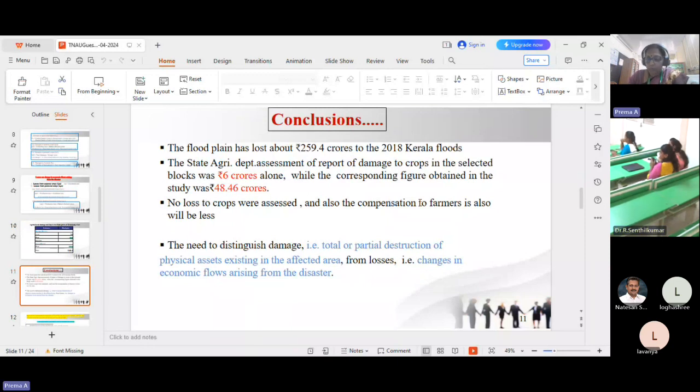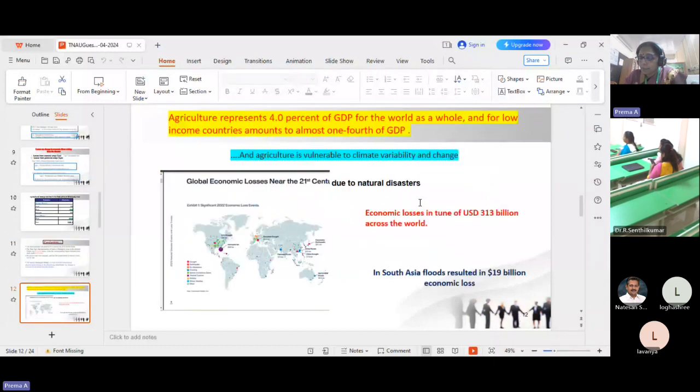So what we need is that we should have a standard procedure, and we should know how to distinguish the damage and the loss, and then have a common calculation or common standard procedure for calculating this. This has been given to the government as a policy document, and that was done in 2018. This was after the 2018 floods.